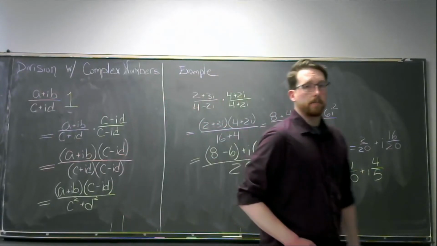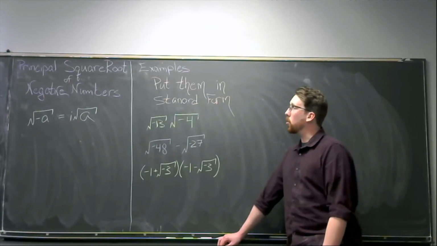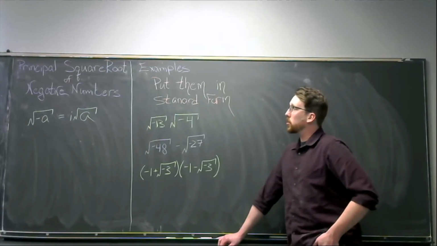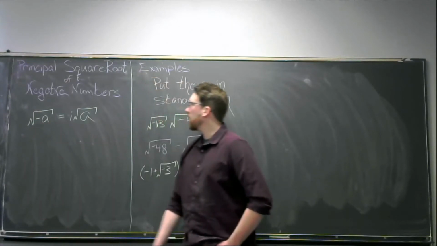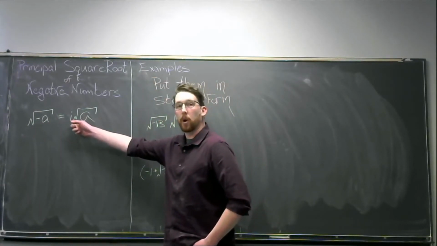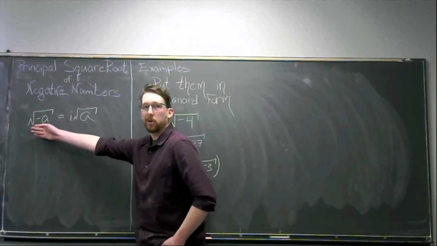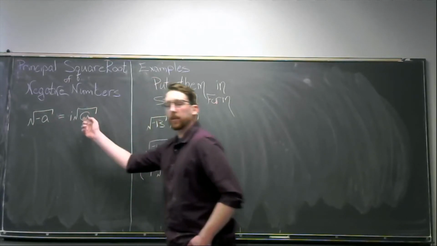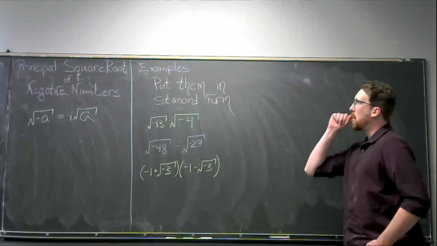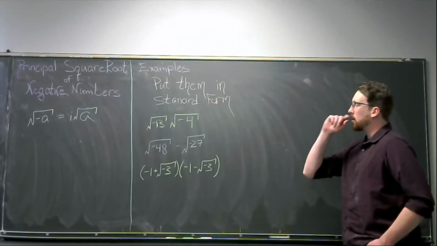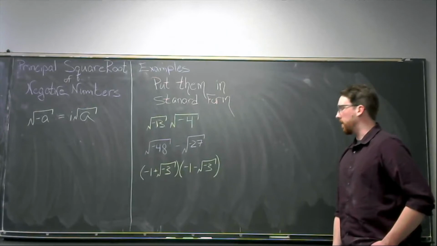So let's keep moving on. So, really quickly, some more vocab. The principal square root of a negative number, in this case negative a, is equal to i times the square root of a. So the square root of any negative value, we're just going to pull out that i and leave the square root of that value. Okay. Well, using that idea, let's figure out what these are. Let's put these back into standard form.